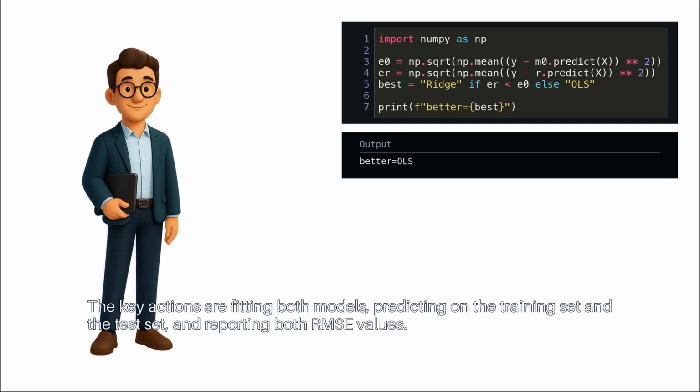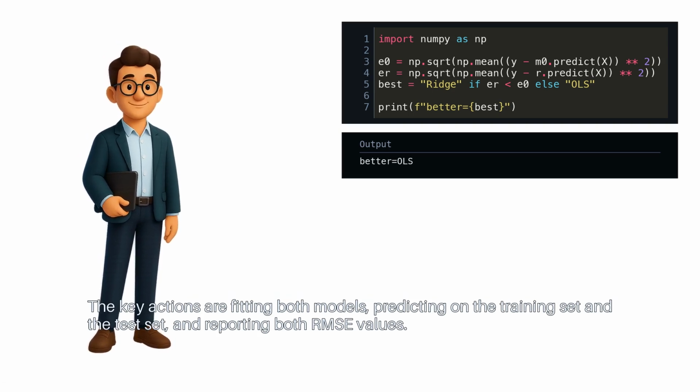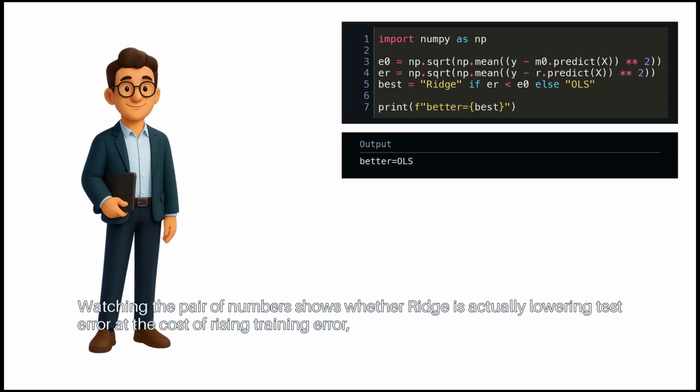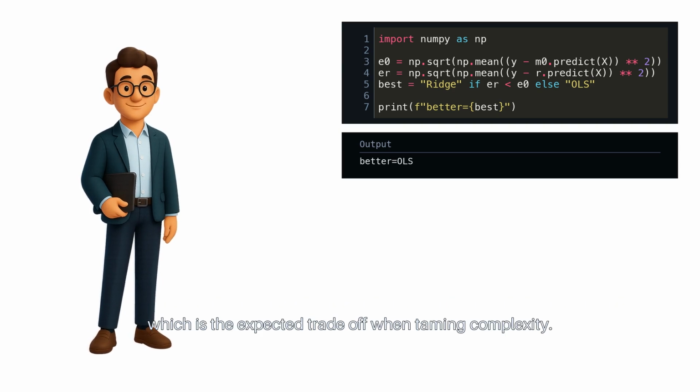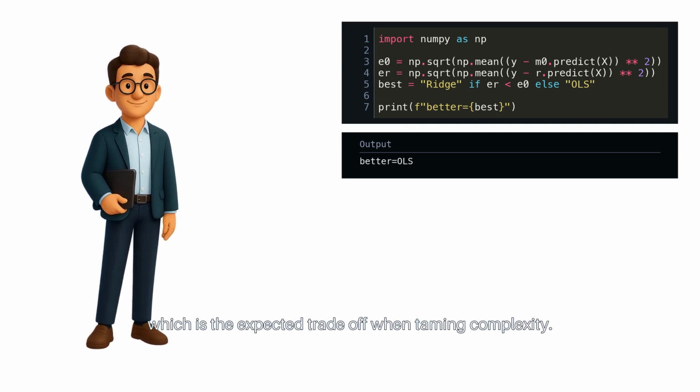The key actions are fitting both models, predicting on the training set and the test set, and reporting both RMSE values. Watching the pair of numbers shows whether ridge is actually lowering test error at the cost of rising training error, which is the expected trade-off when taming complexity.